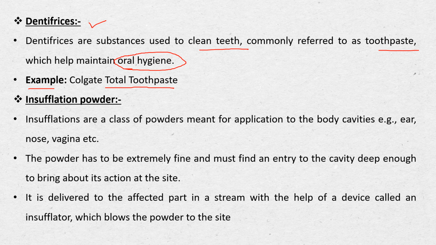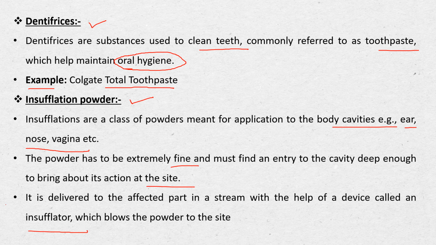Next is insufflation powders. Insufflation powders are a class of powders meant for application to body cavities, for example the ear, nose, vagina, etc. The powder has to be extremely fine and must find an entry to the cavity deep enough to bring about its action at the site. It is delivered to the affected part in a stream with the help of a device called an insufflator, which blows the powder to the site.